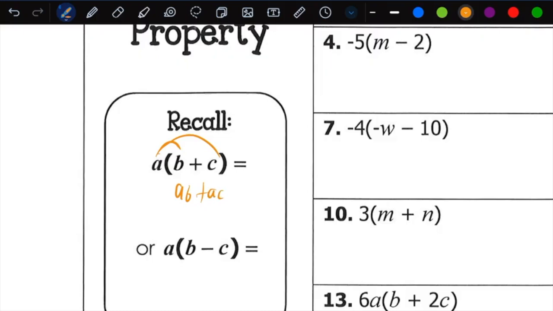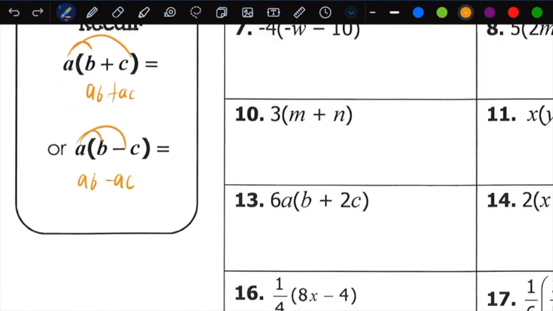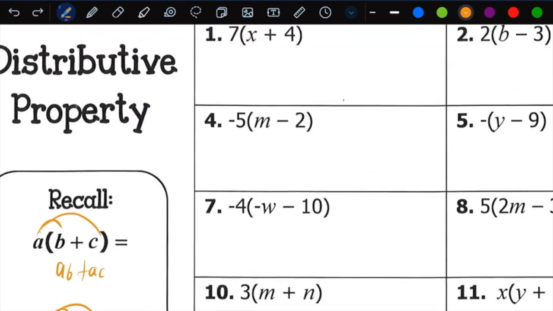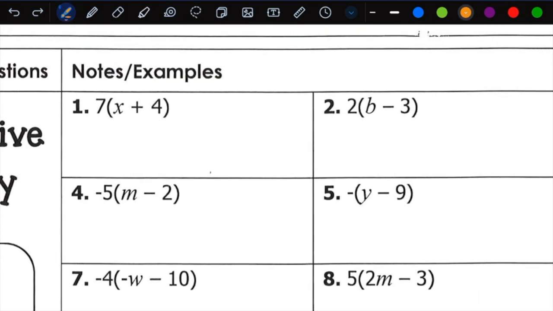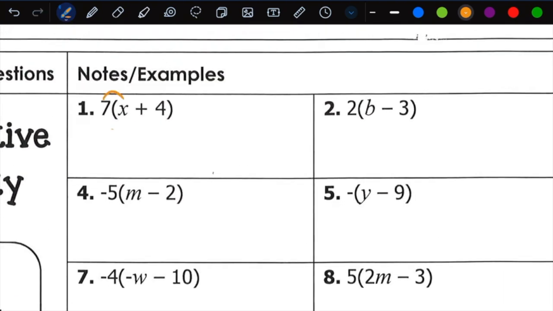And we put a plus sign between them because this is positive. Or if there was a minus sign there, it would be ab minus ac, because we consider that to be like a negative c or a minus c. So up here on number 1, we distribute the 7 and we get 7x plus 28. Since we can't combine them since they're not like terms, we are done.